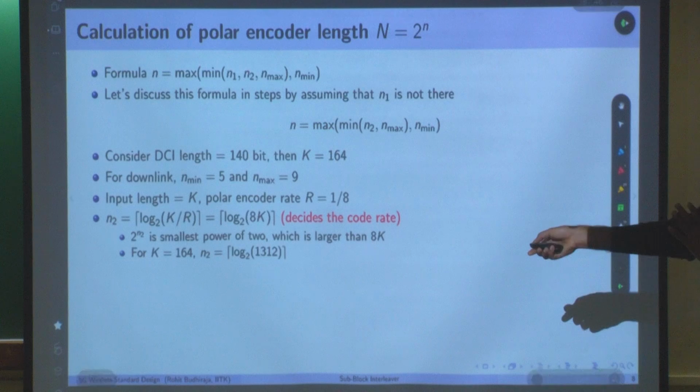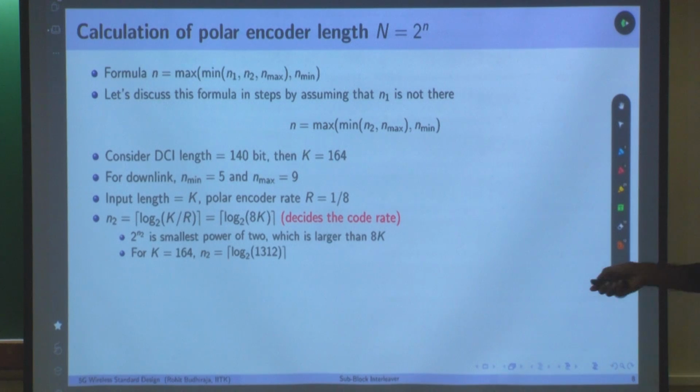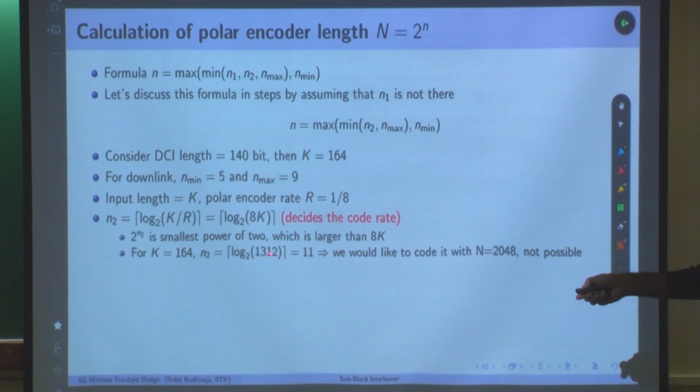If we look at this formula, it will become clear. Let's take this example. K is 164, correct? If I substitute K over here, that's the number I get. This is the ceiling. What will it give me if you take the log 2? It will give me the smallest power of 2 which is larger than 8K. If you take the log of this, you get 11. Log 2 of 1312 will give you 11.